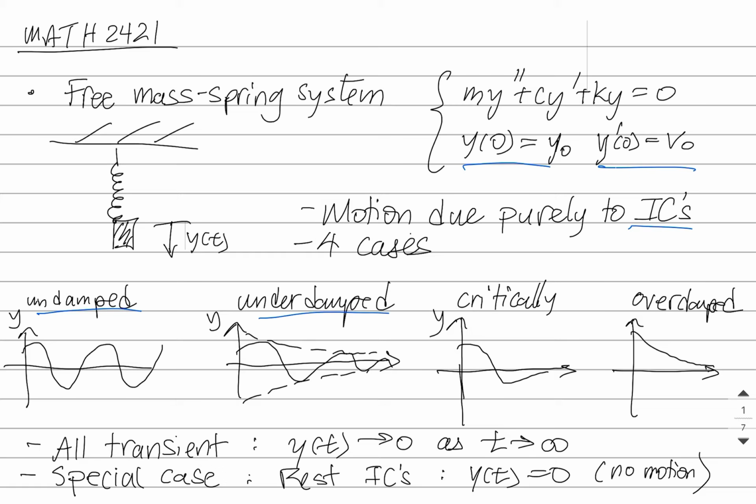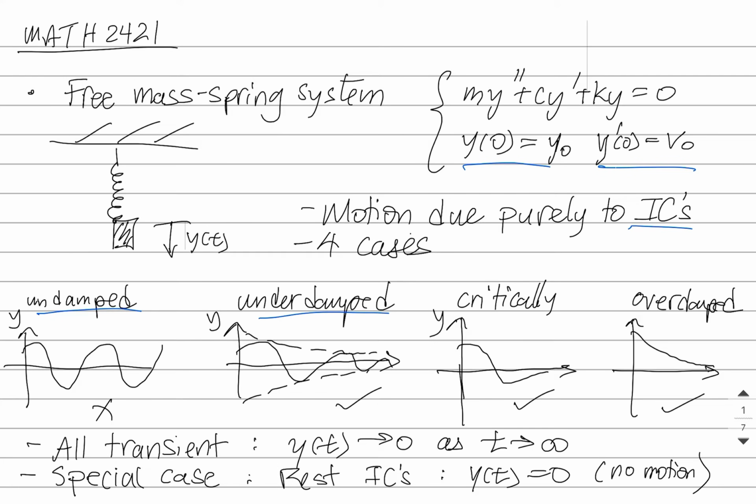Now, what's important here is that these are all transient motions. And what I mean by that is that if you let time run, all of these in the realistic cases are going to go to 0 as time goes to infinity.